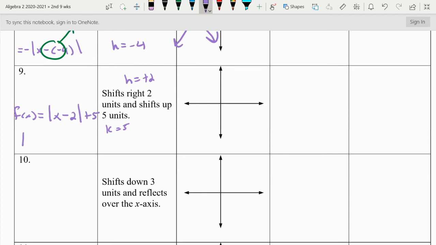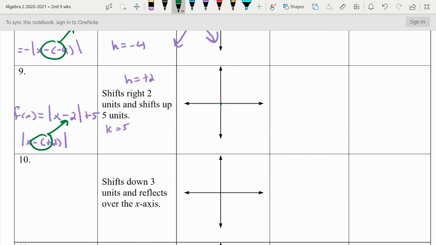So again, x minus, here we put +2 in the parentheses, and again, because a negative times a positive makes a negative, that's why it's a negative there. So you kind of have to go opposite when you look at the left and right movement when you're writing your equation.